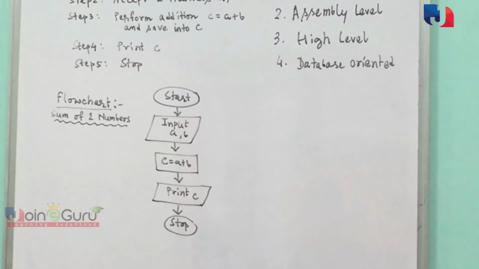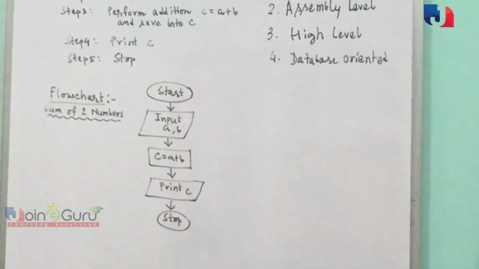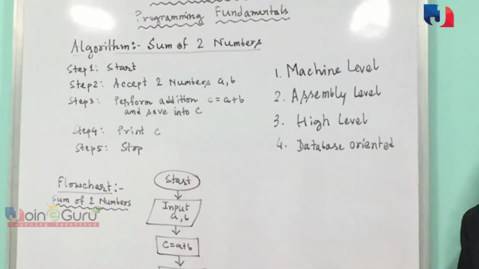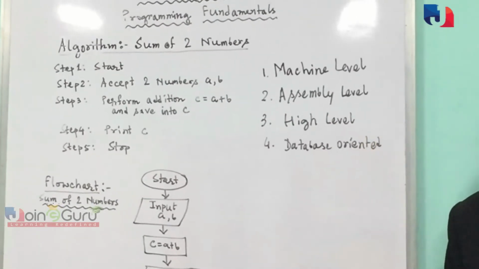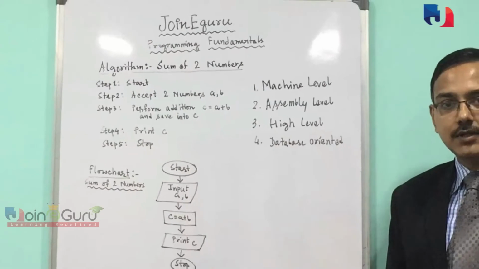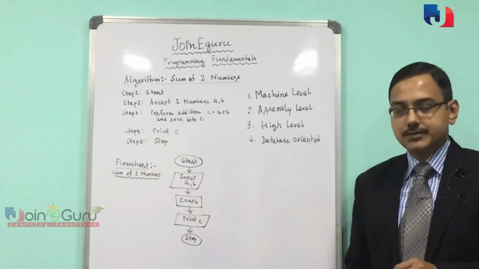Machine level is called the first generation programming script. Here the instructions are written in binary mode, so it does not require any converter software here. So it works very fast.